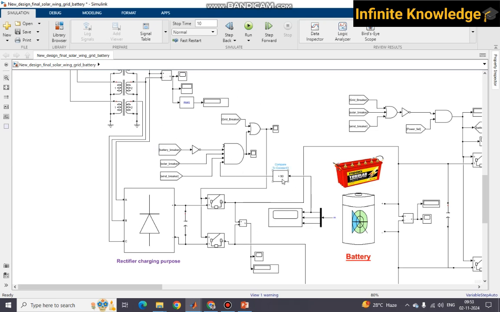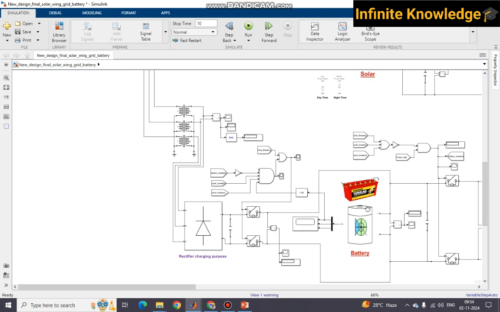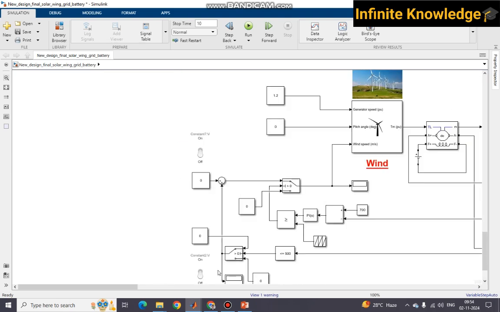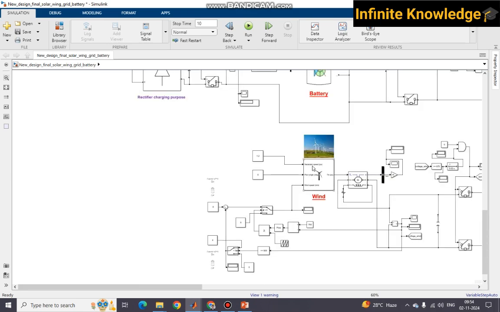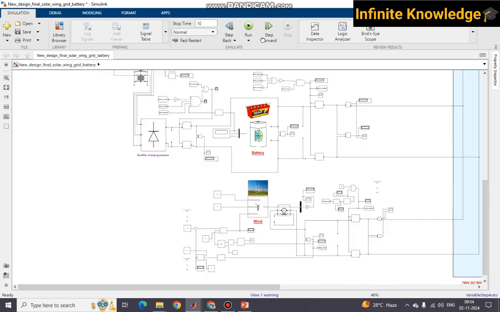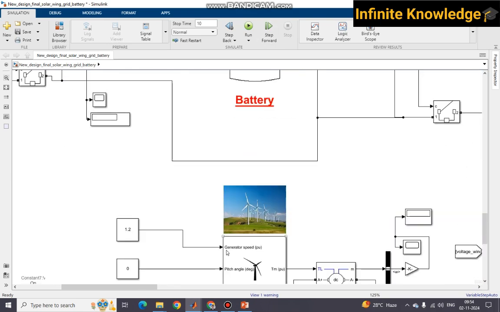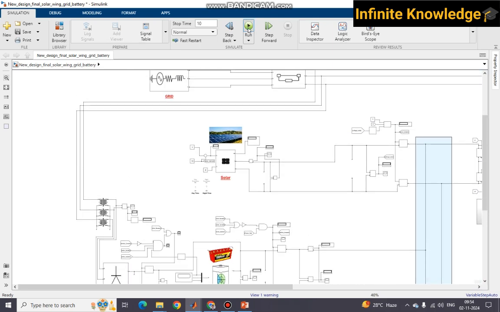If my battery charge is less than 90%, then my breaker will be closed and my battery will be charged. Initially I have put the battery at 50%. Okay, and the wind is also not available. By turning off two switches I can control the input wind speed and remove the voltage generation from the wind. Okay, so I am just starting the simulation.